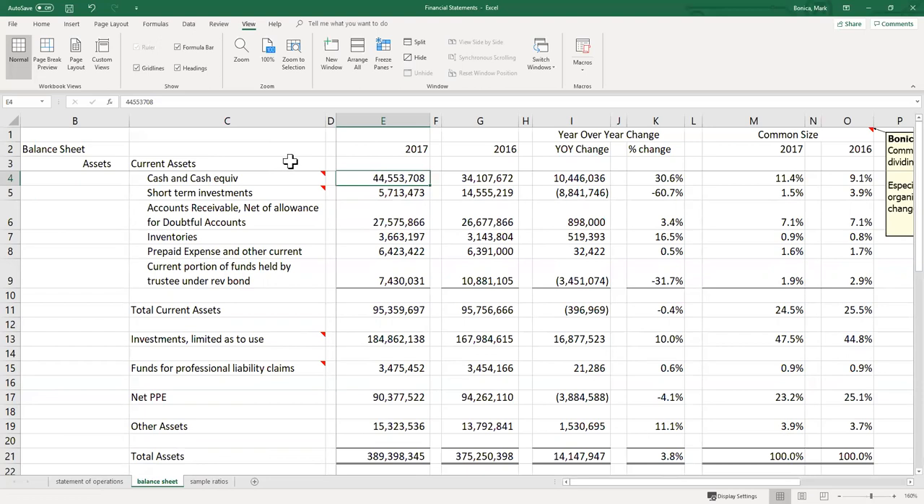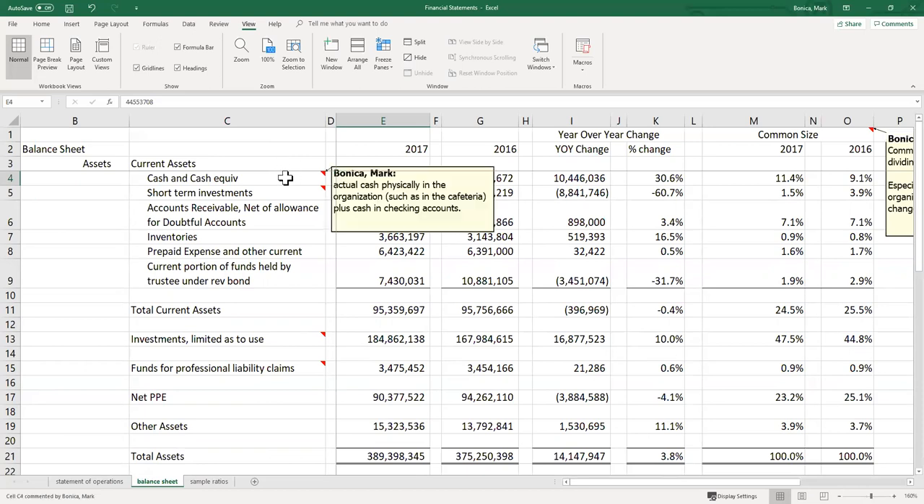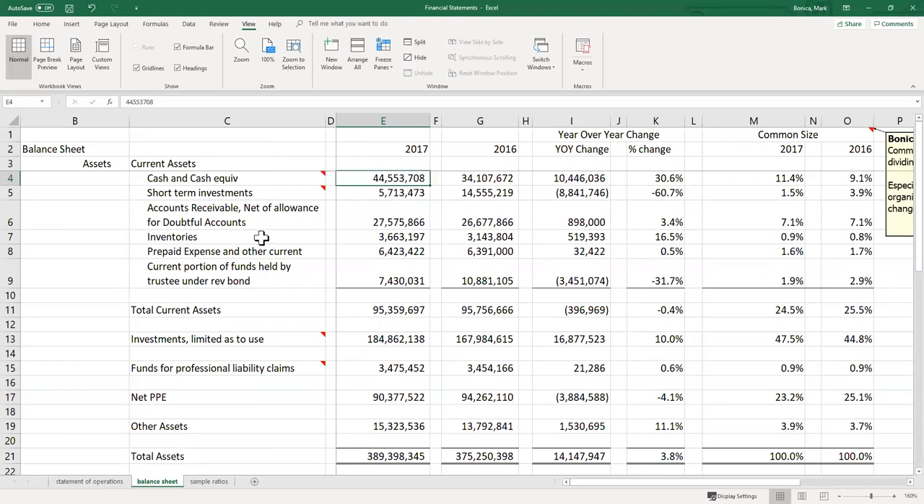Okay, so in the asset section of the balance sheet, we break the assets into two parts. We have current assets and non-current or long-term assets. So this is our list of current assets. So what is a current asset? We're going to talk about current assets. We're talking about things that we could use or expect to use within a year.